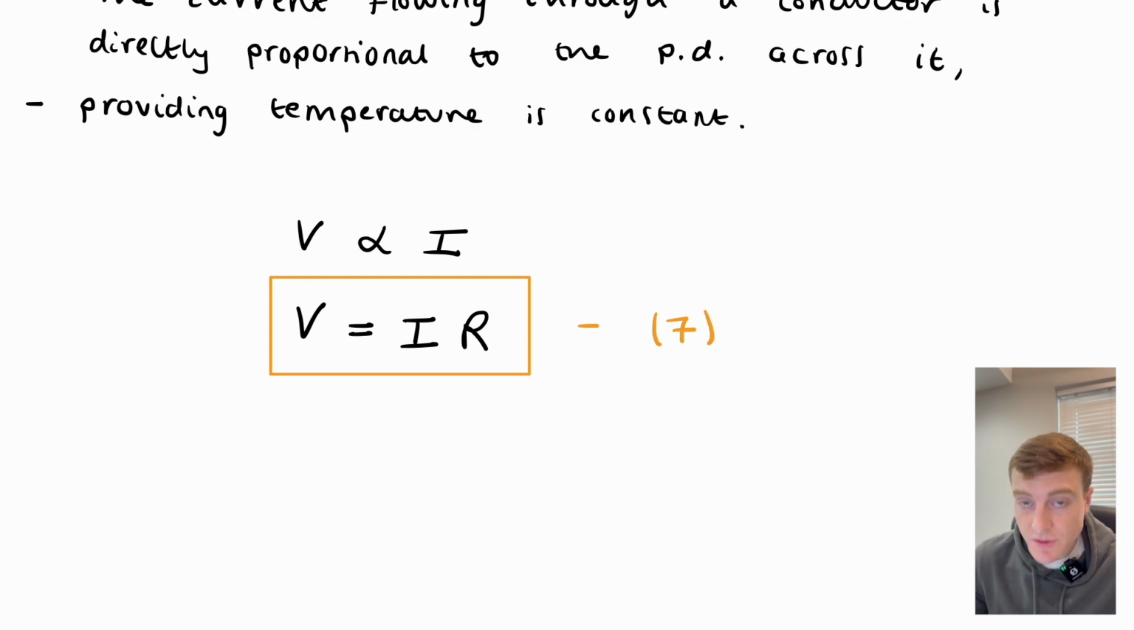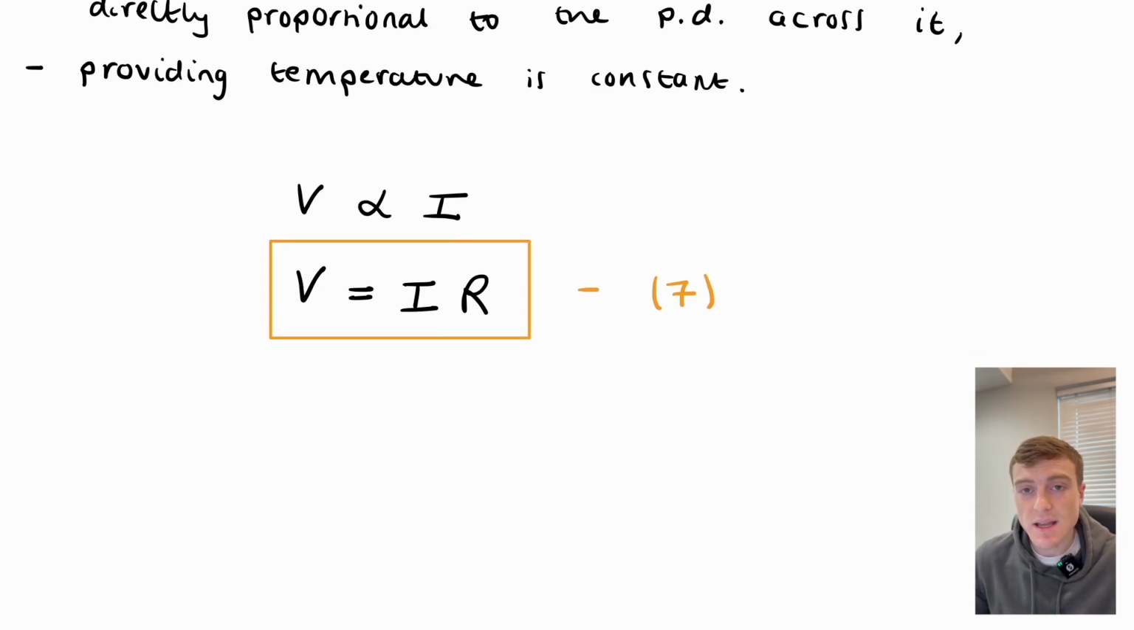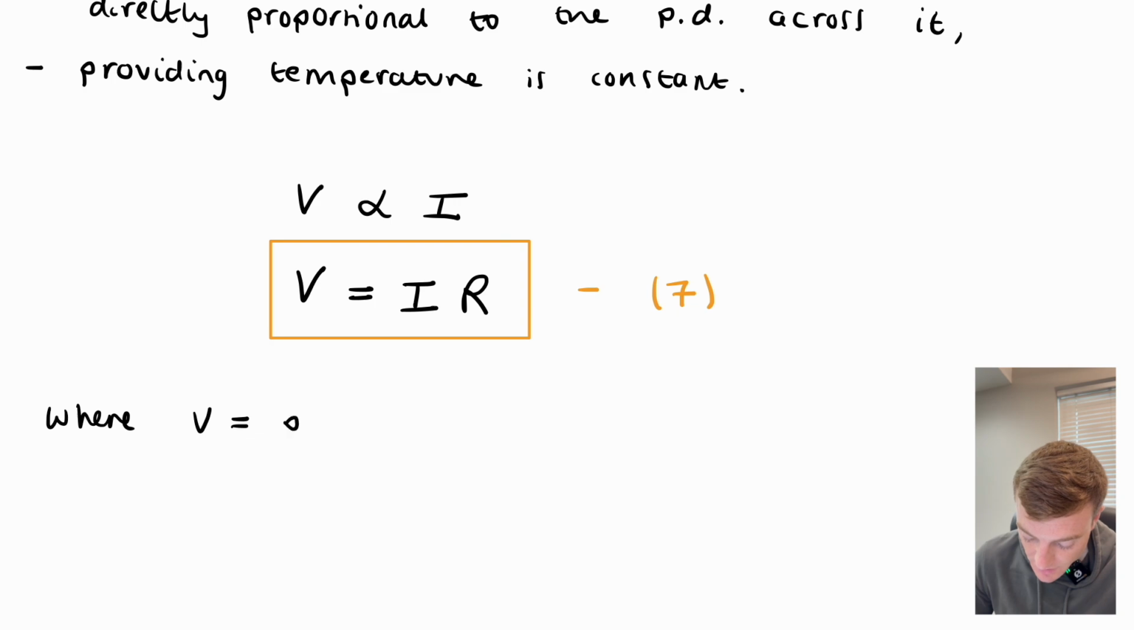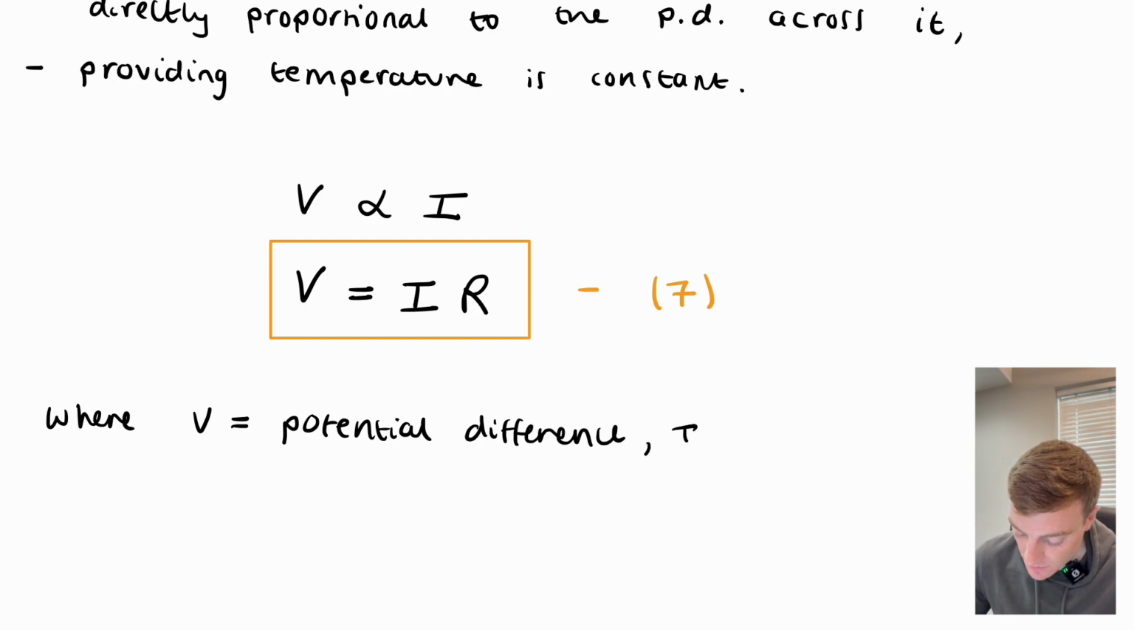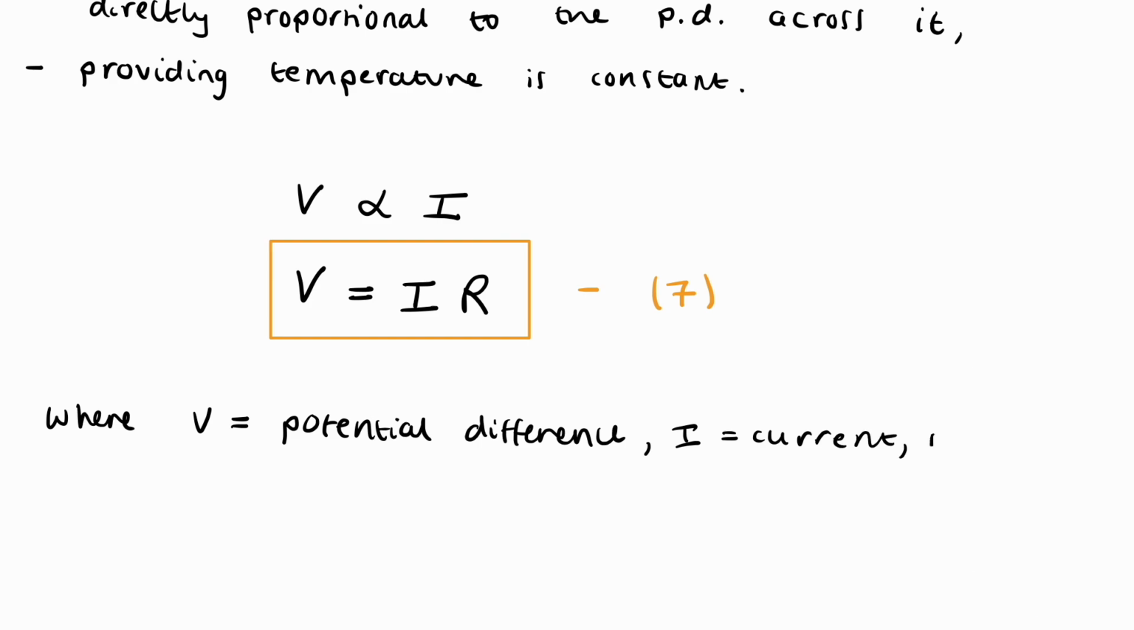Now, it's really important to note that in an exam, if you're ever stating a formula in an exam answer, you have to define all your key terms. So let's just say where V equals potential difference, I equals current, and R is our resistance.